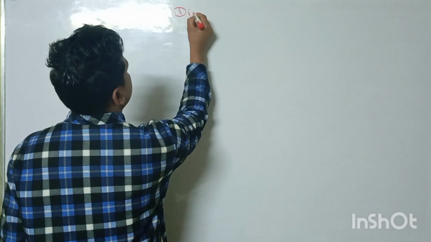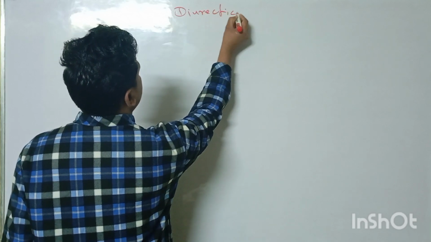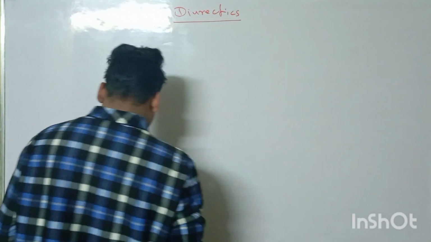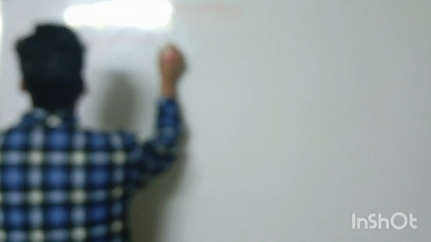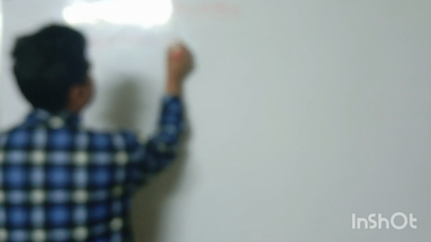Diuretics. The first class we mentioned in the previous lecture was high ceiling diuretics. High ceiling diuretics, or also called loop diuretics.